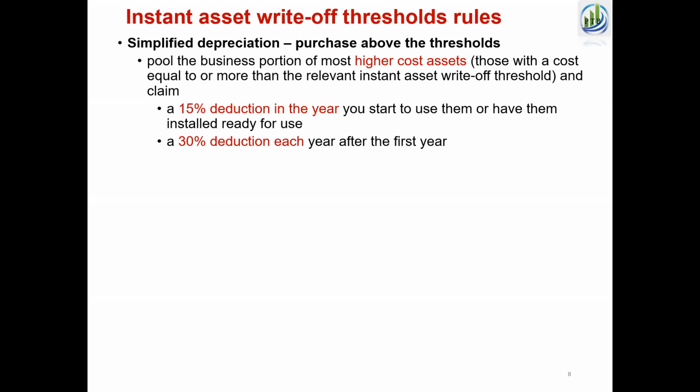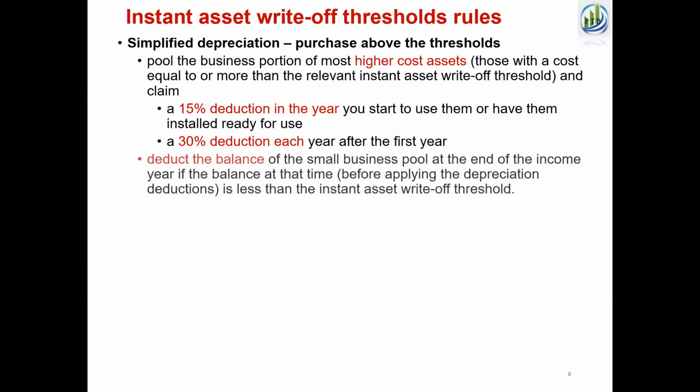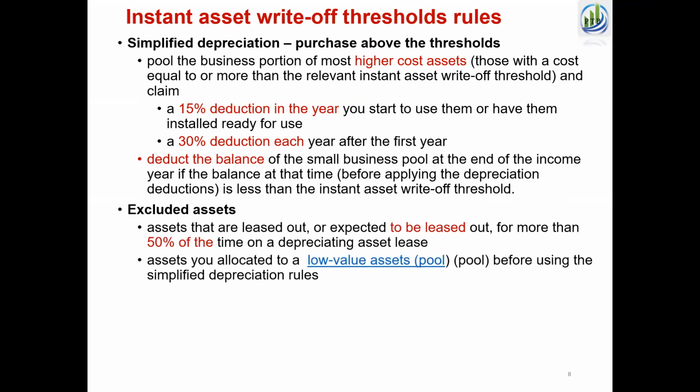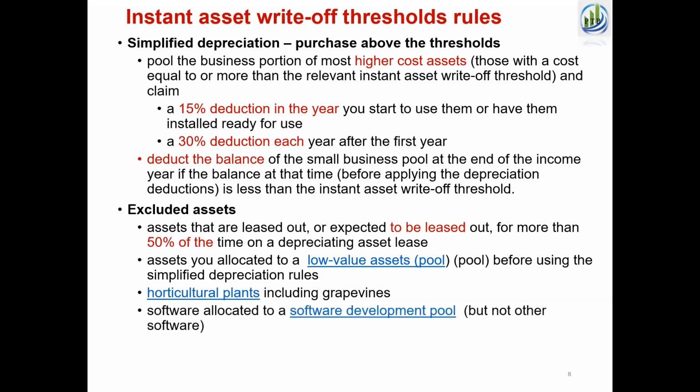Whenever you go down, in year 15, then 30%. Excluded assets: assets you leased, you cannot use this one. Low value pool assets, meaning assets worth less than $1,000, cannot be used. If you already allocated an asset to the low value pool, we cannot use it here. And any horticulture, including the grapevines industry, cannot be used.